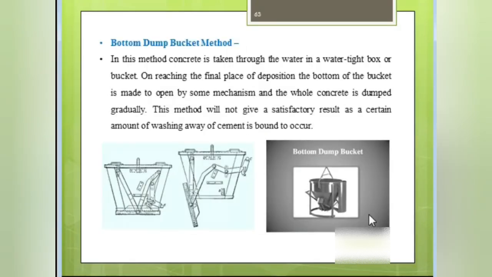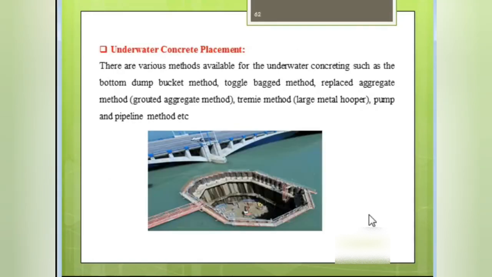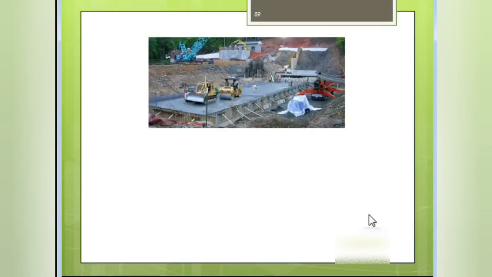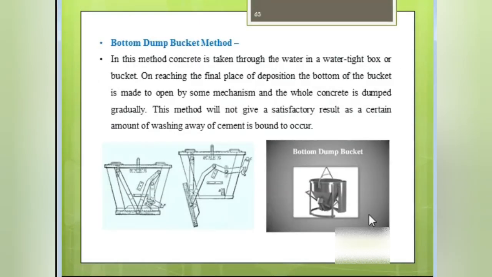Then this is another method, the bottom dump bucket method. See, these are all what I am showing you. It is not that much deep in your syllabus, but as a part of the manufacturing process up to the finished product, these are some points covered in detail here. So you just go through all these points. Okay, bottom dump bucket. This is another method.